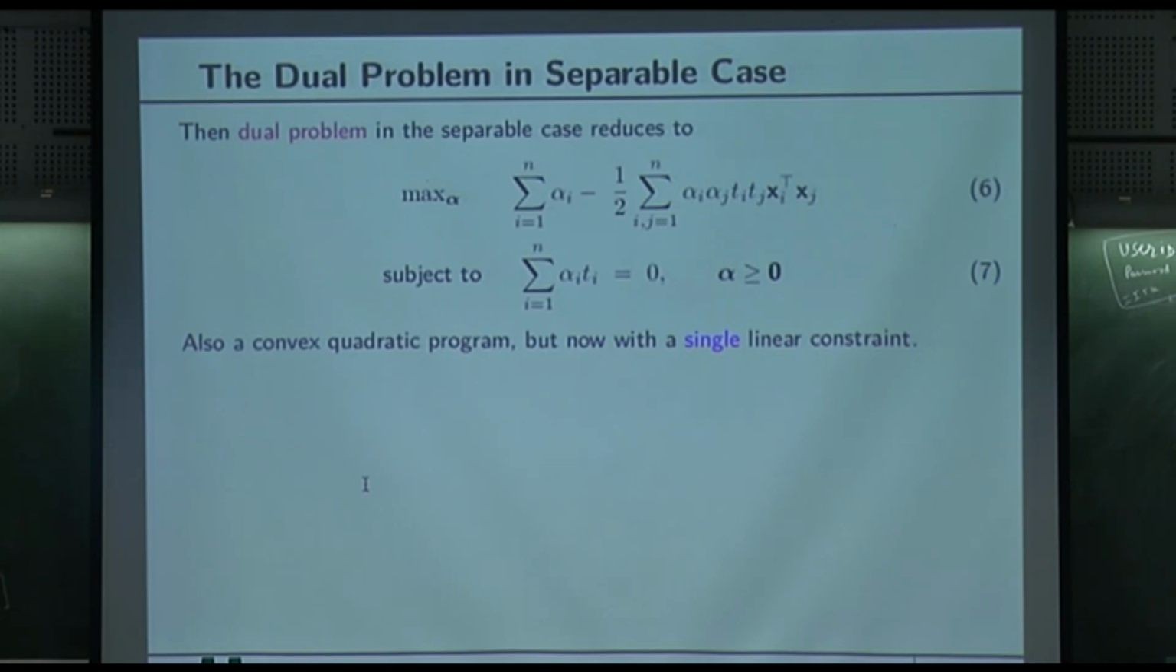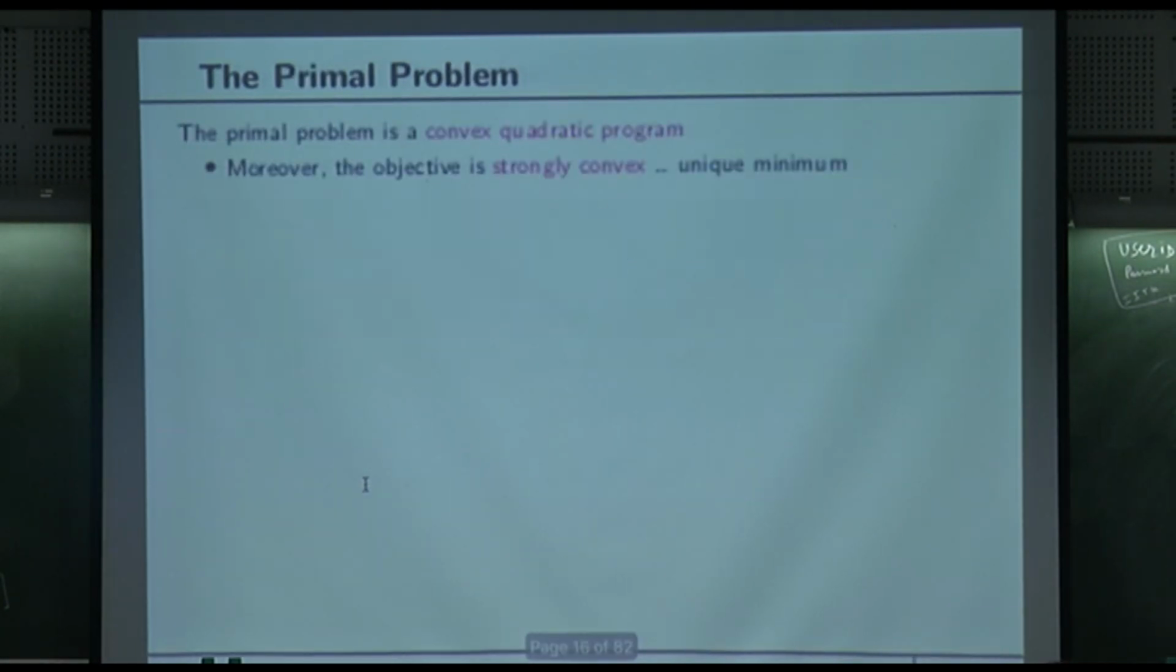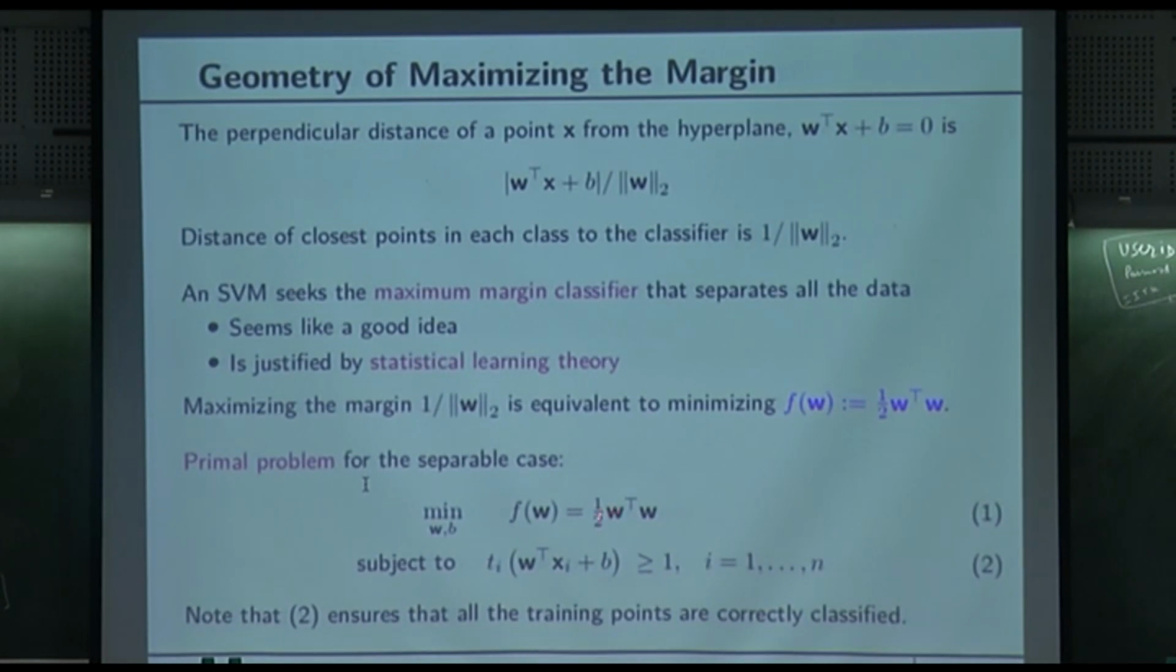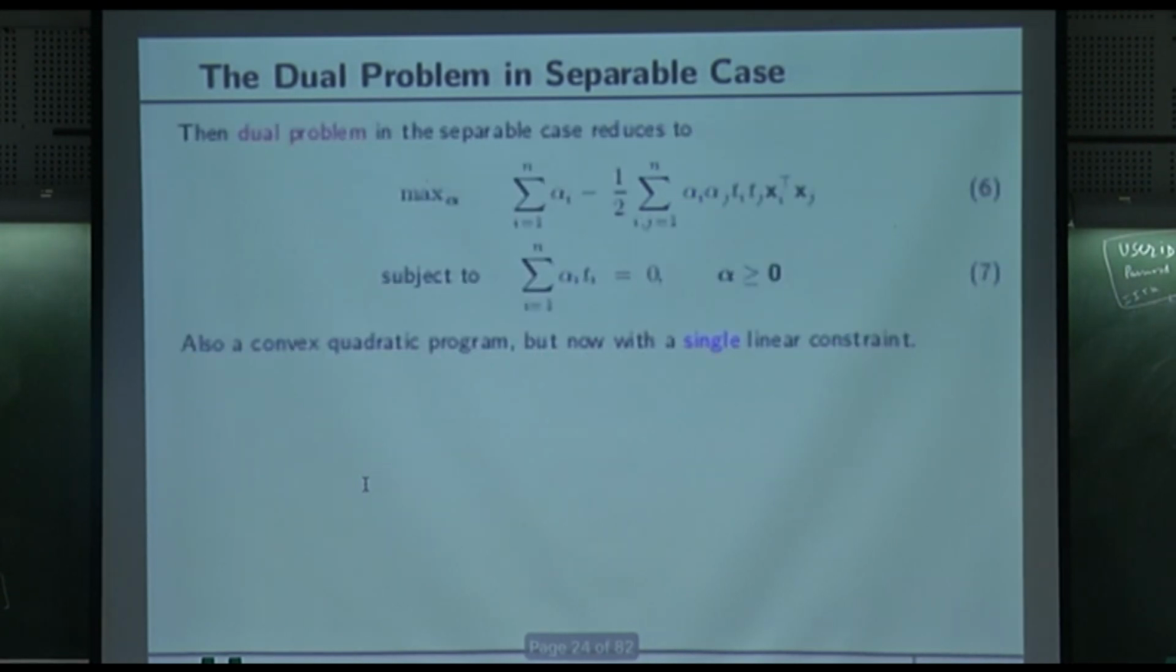And that's one of the reasons that people prefer to solve the dual as opposed to the primal. But something to keep in mind is that in the primal, the number of constraints corresponded to the number of data points that you have. In the dual, the number of variables alpha_i corresponds to the number of data points that you have. So if you have a lot of data points, the dual will have a lot of variables.